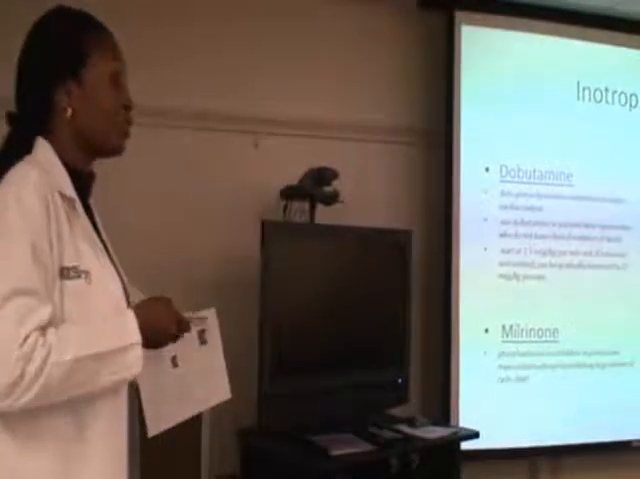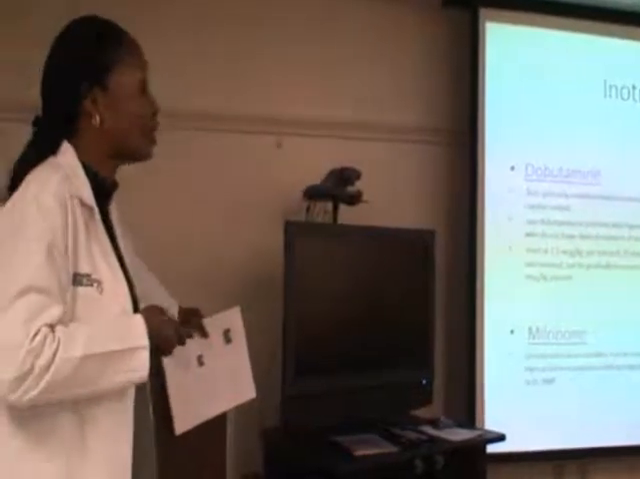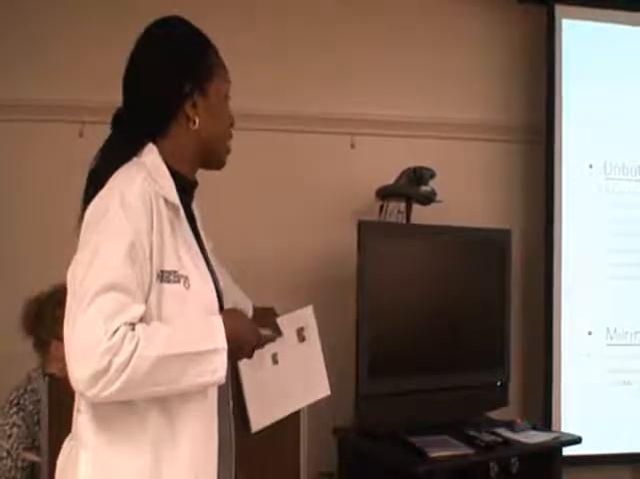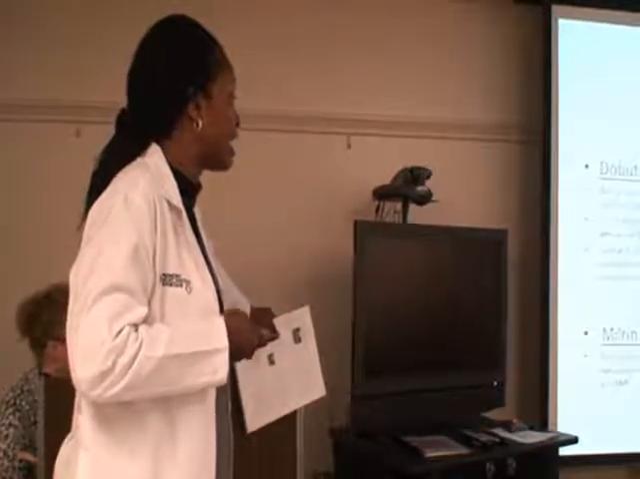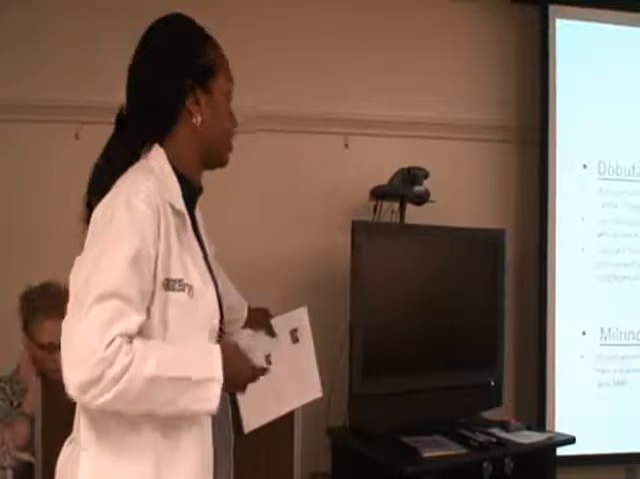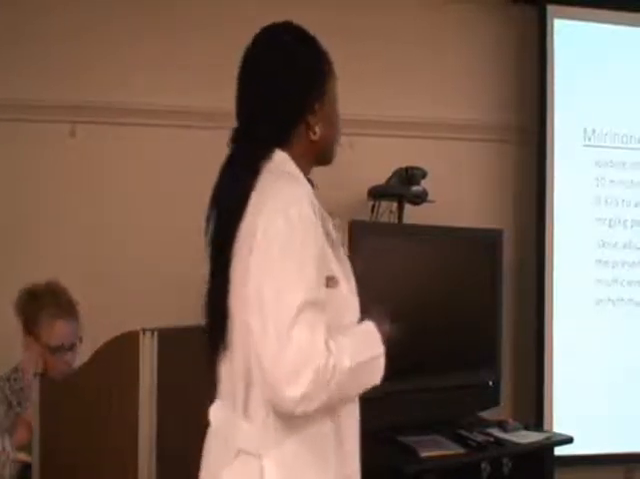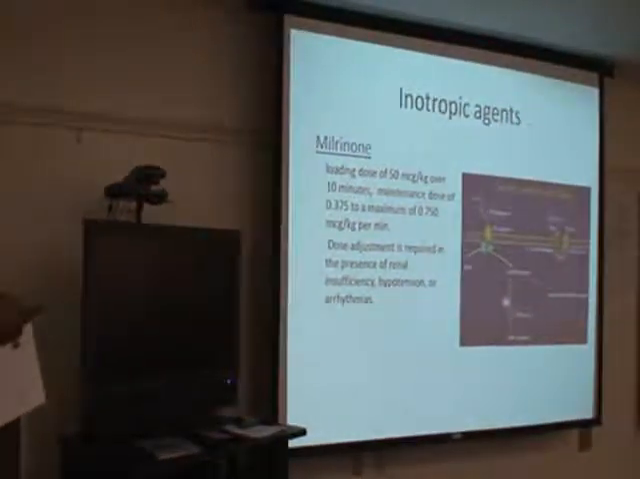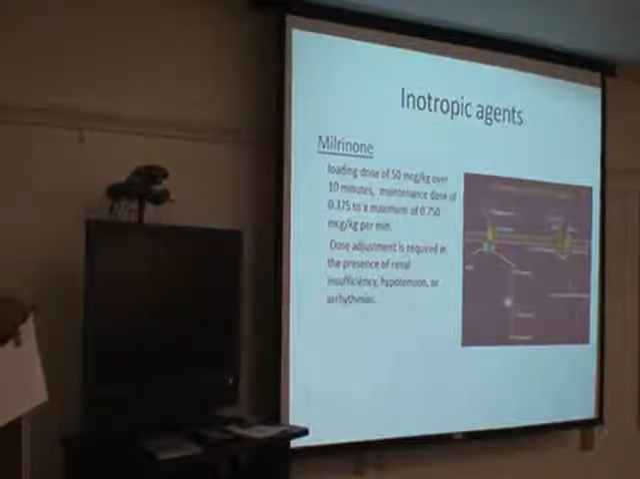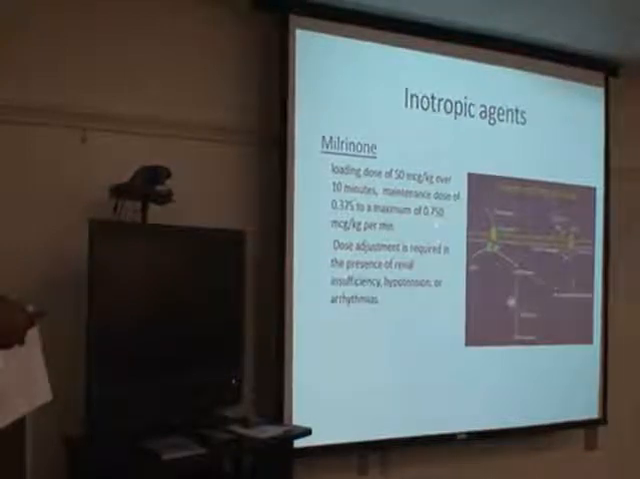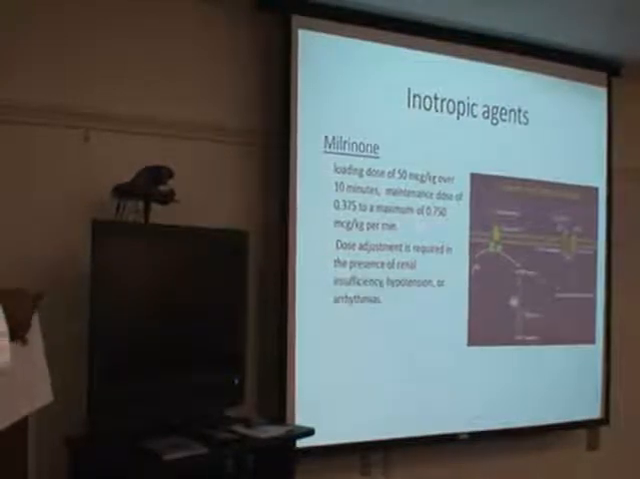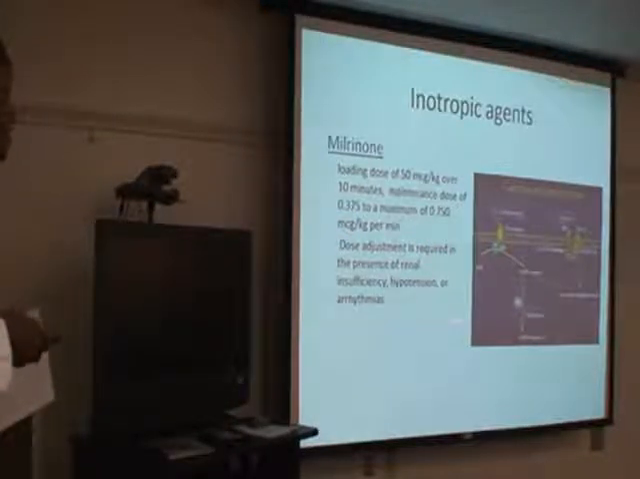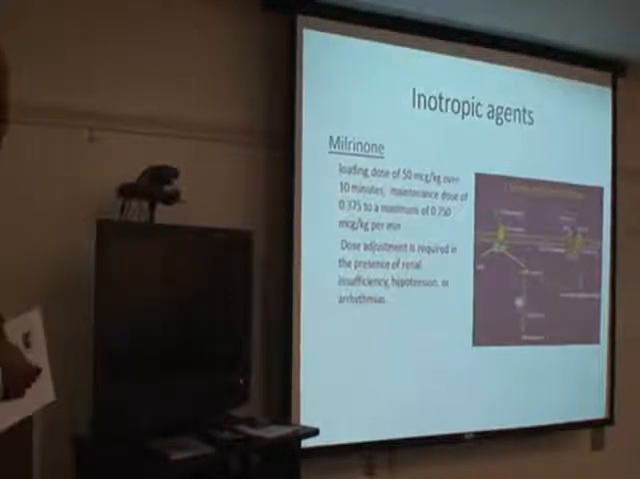So if the patient is tachycardic, you have the option of milrinone. As I mentioned, it's a phosphodiesterase inhibitor. It will increase myocardial inotropy by inhibiting degradation of cyclic AMP. The loading dose of milrinone is about 50 micrograms per kg over 10 minutes. The maintenance dose is 0.375, and you can go to a maximum of 0.75 micrograms per kg per minute. Now, if the patient has renal insufficiency, if they're hypotensive, or if they have arrhythmias, you'll need to adjust the dose.